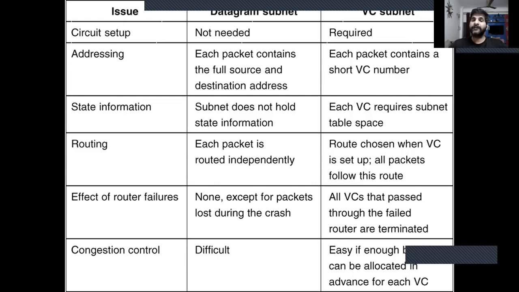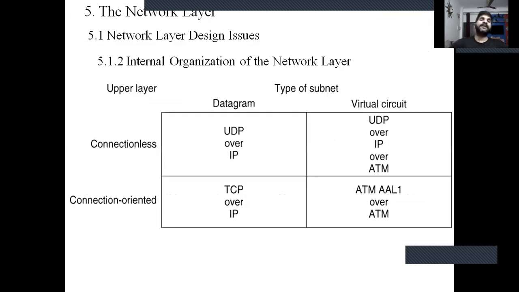In a VC subnet, all virtual circuits that pass through the failed router are terminated. Congestion control is difficult in a datagram subnet, while in virtual circuits it is easy, if enough buffers can be allocated in advance for each VC. So these are the network layer design issues.